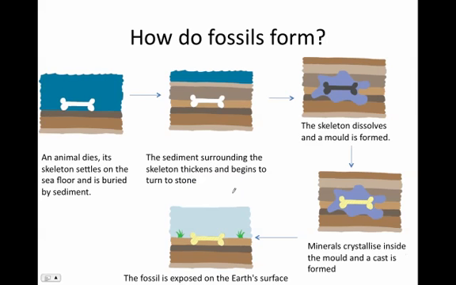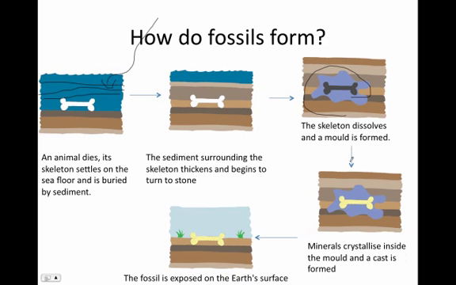Tracks. So here's the process that one might follow. An animal dies and its skeleton settles on the seafloor and is eventually buried by sediment, because the sediment will build up over top, kind of like how sedimentary rock forms. Rivers carry the sediment to the sea and it starts to build up. The sediment surrounding the skeleton thickens and begins to turn to stone. The skeleton dissolves eventually, so even the hard parts dissolve, and ta-da, we have a mold. So this would be called a mold.